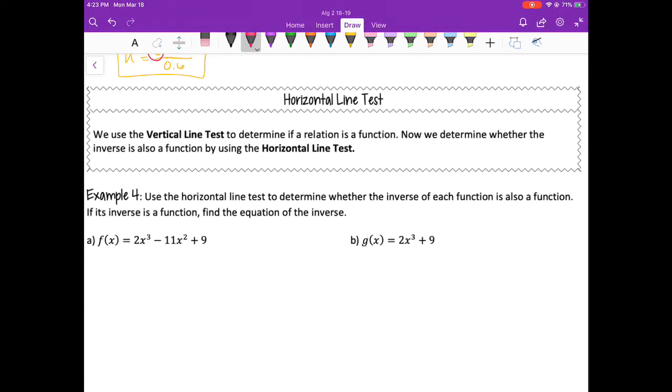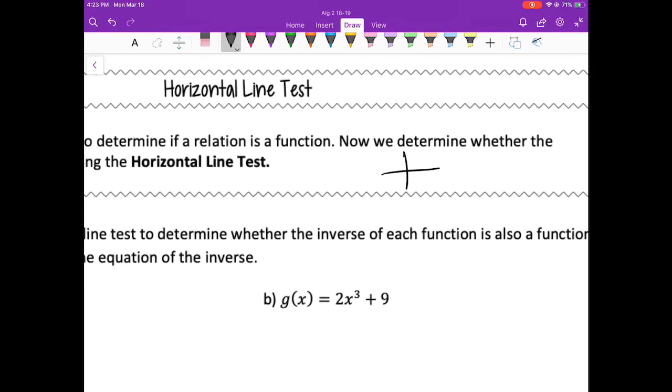Now, the next idea we have is what's called the horizontal line test. This is slightly different from what we've heard of before. We've used the vertical line test to determine if a relation is a function, right? If I give you a graph with this funky thing going on and I say, hey, is that a function? Well, you would draw vertical lines. If a vertical line passes through your graph in more than one spot, then that means that it's not a function.